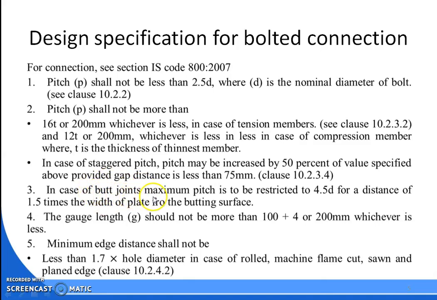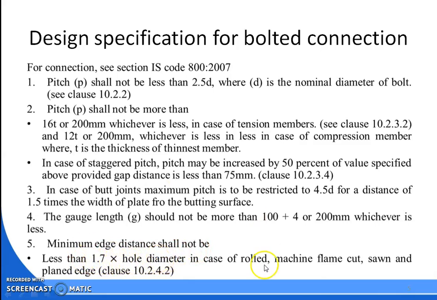So in case of butt joints, the maximum pitch is to be restricted to 4.5 T for a distance of 1.5 times the width of the plate from the butting surface. The next specification is that the gauge length, or the gauge, should not be more than 100 plus 4T or 200 mm, whichever is less.